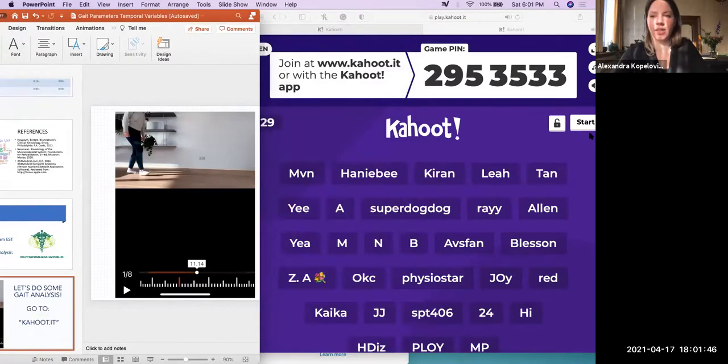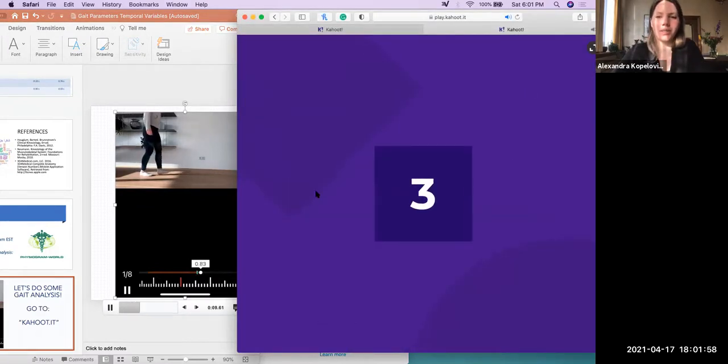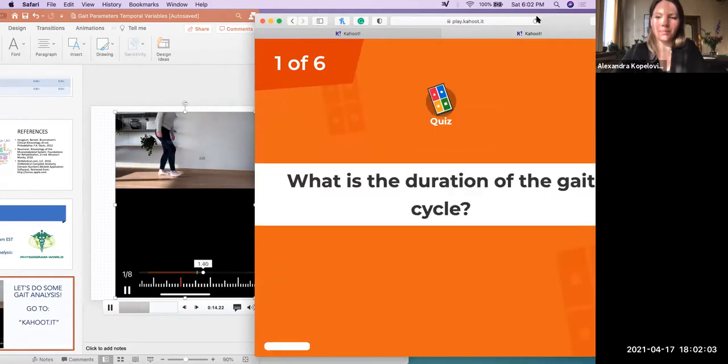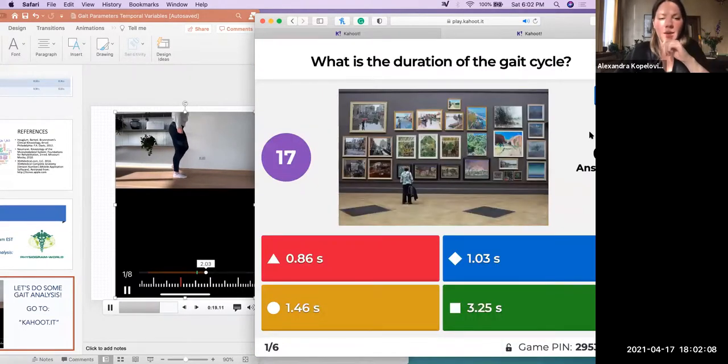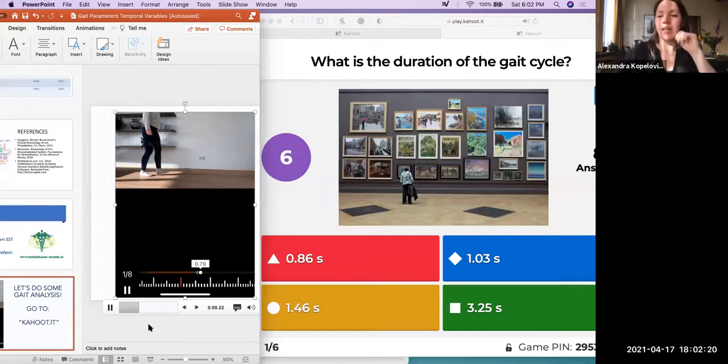Yeah, okay, that's perfect. I'm gonna keep this video on play so you can actually watch the video, watch the time, and we're gonna start the Kahoot. Gait, temporal variables in Gait. So you can also see the Kahoot on your screens. What is the duration of this Gait cycle? Pick the best value. I'm gonna restart the video.